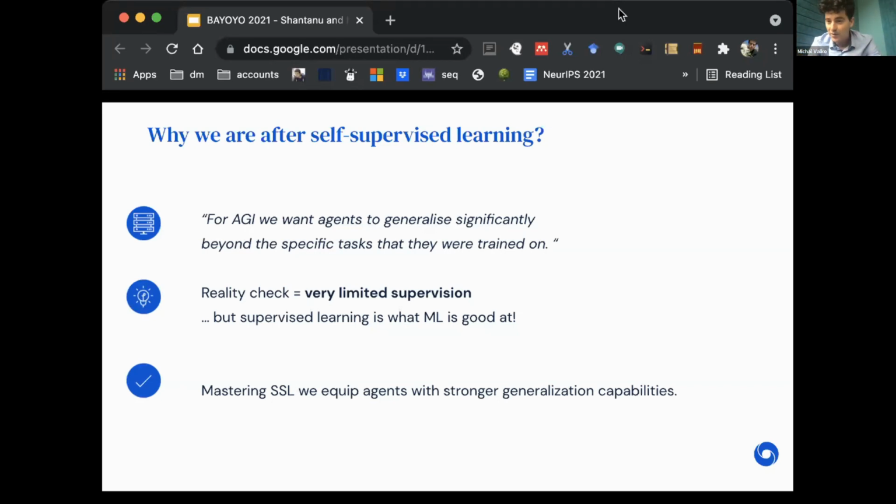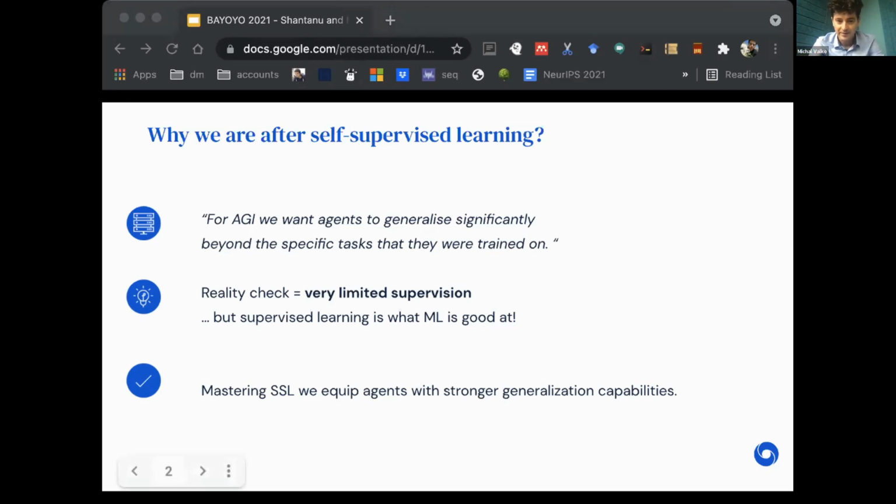And in this talk, we will show you how. Our hope is that by mastering this self-supervised learning, we equip agents with stronger generalization capabilities. If you think about agents in environments, these are agents that try to, for example, create a map of what they see. So they need to have a representation, something that is very natural for us, but not very natural for agents. Our bigger goal is to be able to create these kinds of representations.